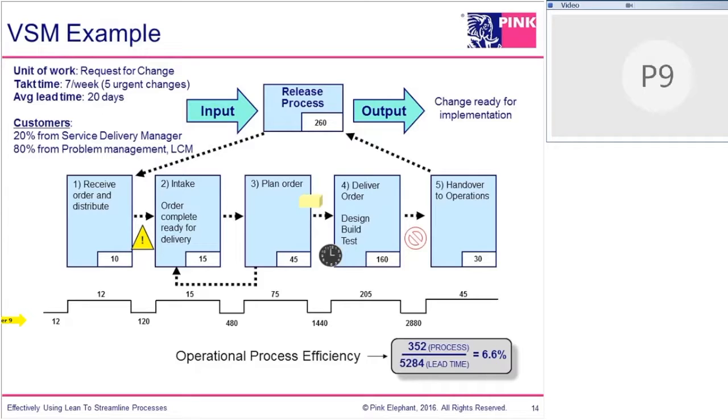We take that lead time and we go over here to this fraction, and we put 352 as the numerator and 5284 as the denominator, and we do the math, and it's 6.6%. The process on the screen right now is 6.6% efficient. And in that 6.6% efficient, we have things like 8 hours worth of wait time here. We've got, looks like 4 days worth of wait time here, maybe 8 days worth of wait time there. We have a lot of wait time.